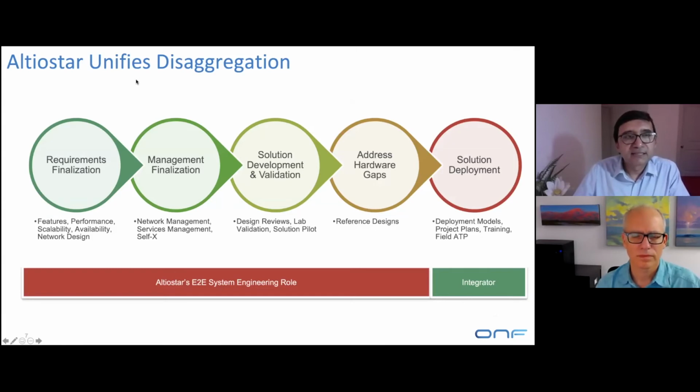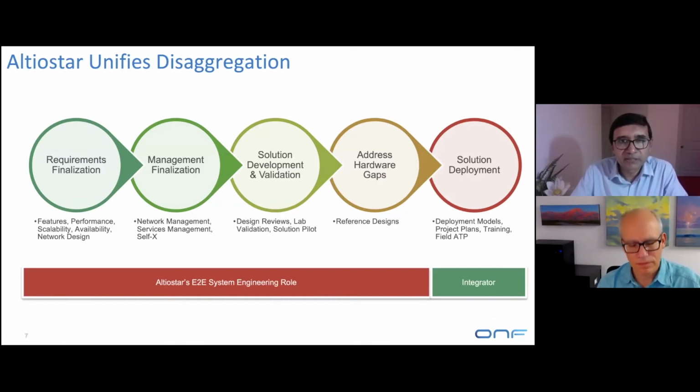This slide just expands on the point that I made in the earlier slide about the role that we play. With disaggregation, there are concerns that have been raised by some of the companies that this is going to make things more complicated for the operator. What we are saying is that that's not really correct. This is based on our practical experience, where we play the role of the glue that unifies this whole disaggregation.